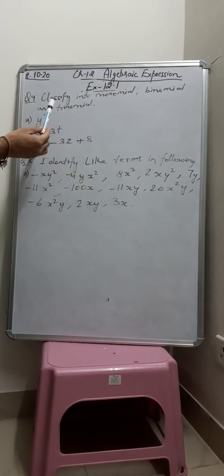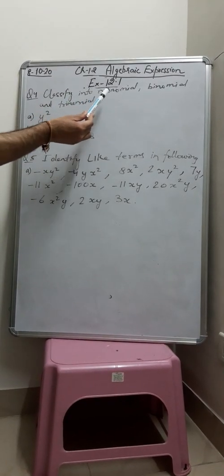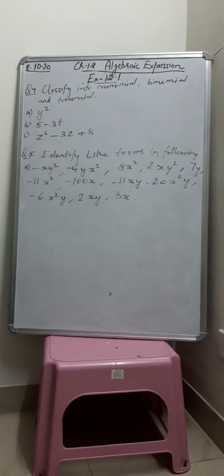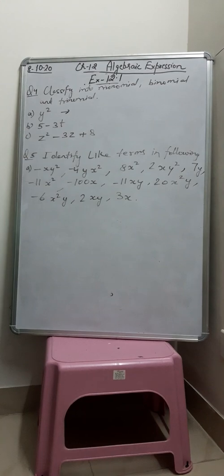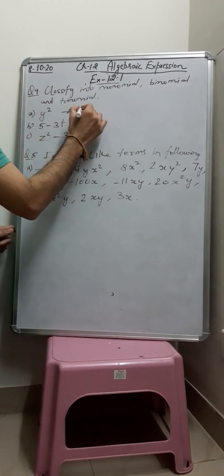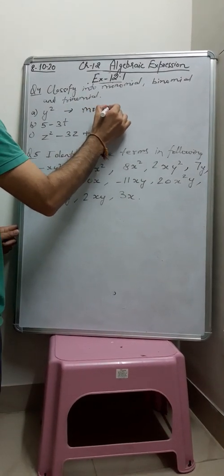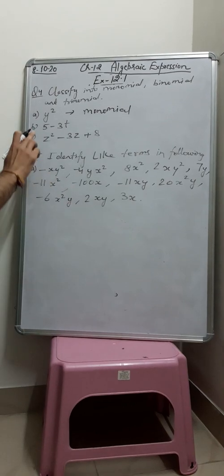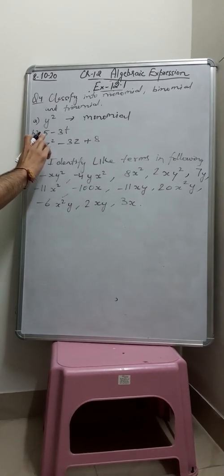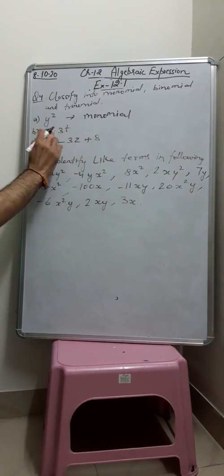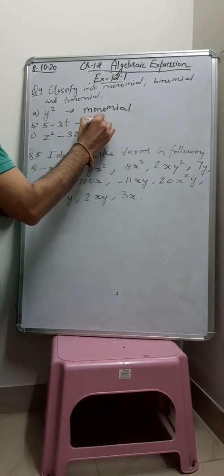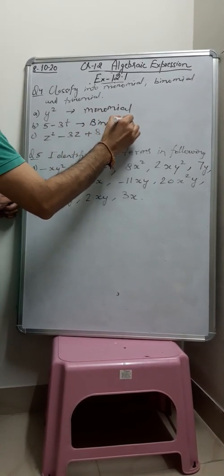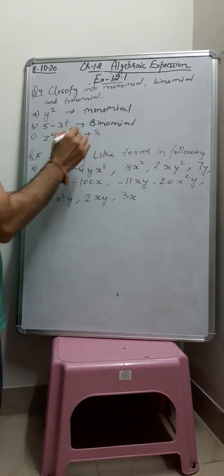Question number 4. Here we have to classify which is monomial, binomial and trinomial. In this first one, we can see that it is y square. So y square means there is only a single term. It is one term, so that will be a monomial. The second expression has two terms, 5 minus 3t. 5 minus 3t means there are two terms, 5 and minus 3t. That is a binomial. So this expression is your binomial.